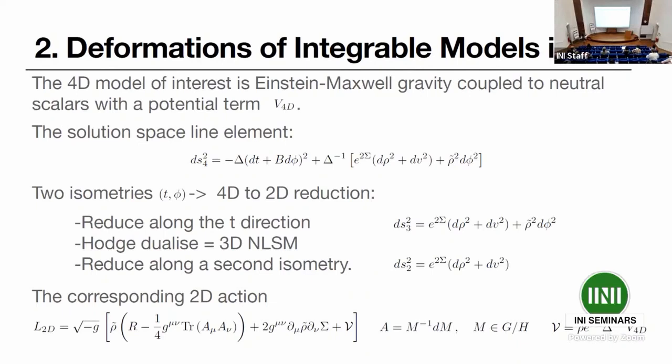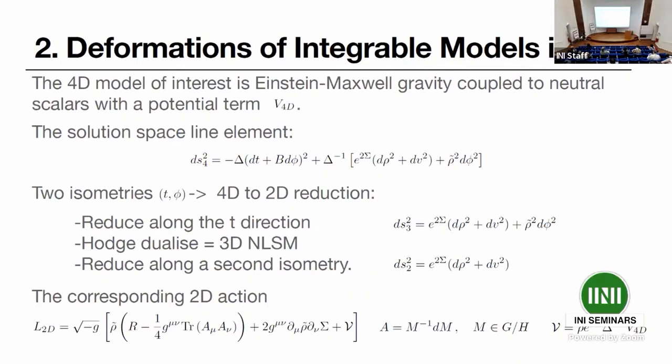So basically, we want to find the equations of motion for those fields entering the actual target space metric. In the presence of the two isometries, we can perform a 2-dimensional reduction, and this is a special 2D reduction. First, we reduce along the t direction, so we end up with a 3-dimensional Euclidean metric. Then for this 3-dimensional model, we can Hodge dualize the two forms of the theory, and we end up with a 3-dimensional nonlinear sigma model that, for our purposes, we're going to view as a coset model.